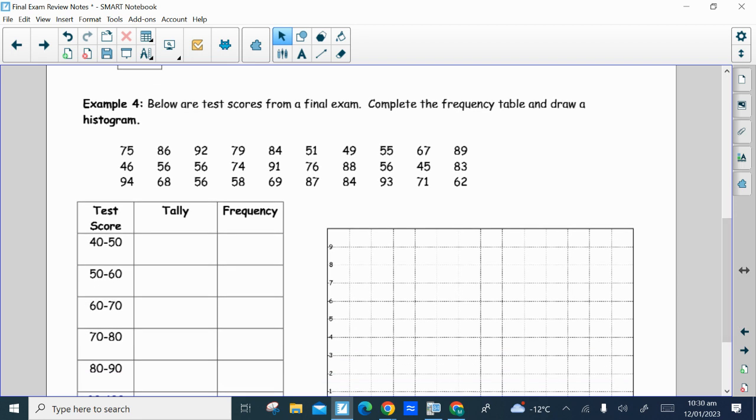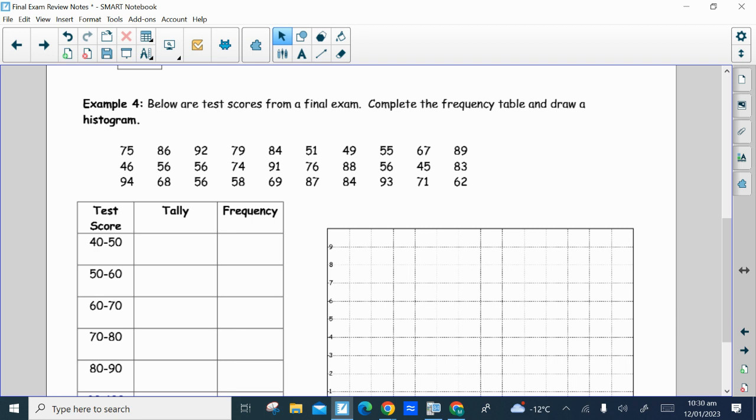Now the next one is a histogram. Again, as I said at the beginning, the difference between a bar graph and a histogram is that with a histogram, each bar represents a range of numbers, and the bars are connected. Whereas with a bar graph, each bar represents one thing, and the bars are not connected. So you've got what's known as raw data here.